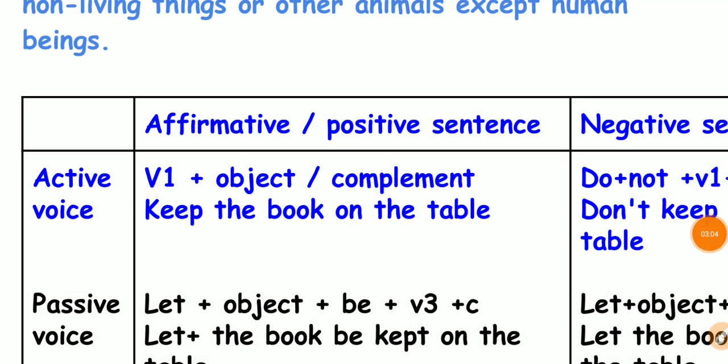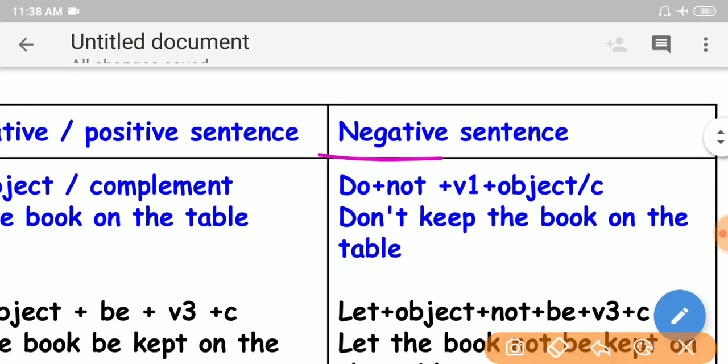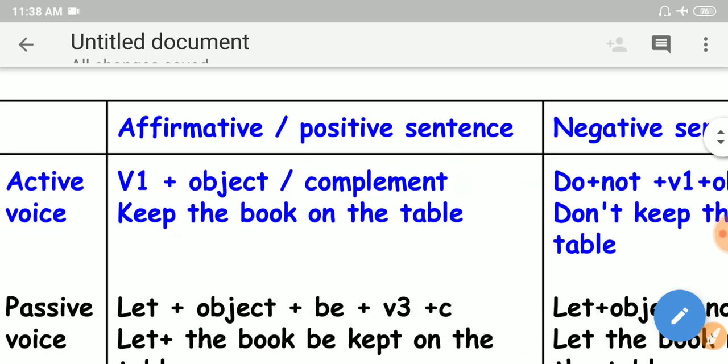See, my dear friends, here we have a number of formulas for positive or affirmative active sentences, and at the same time, how to convert that affirmative imperative sentence from active into passive. We have both the formulas for positive, and we have both the formulas for negative sentences also. First, let us learn.